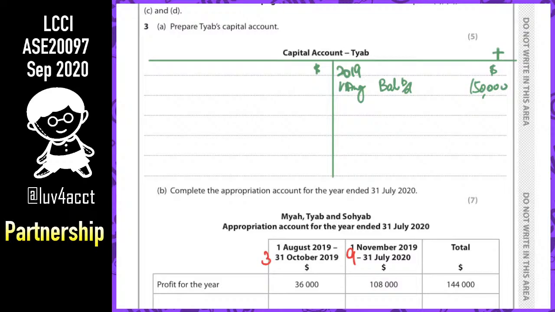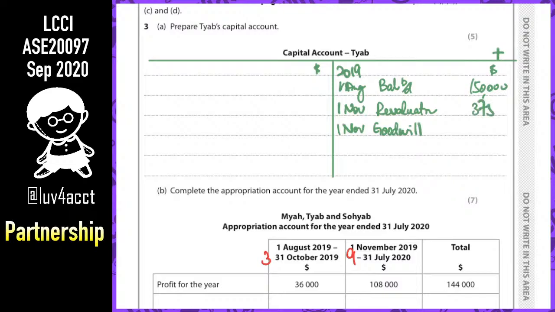So 1st of November, after 3 months, we have the revaluation. And also on the same date, we create the goodwill. Revaluation 75,000 revalued upwards. The original partnership provided that they split the profit in half, equally.